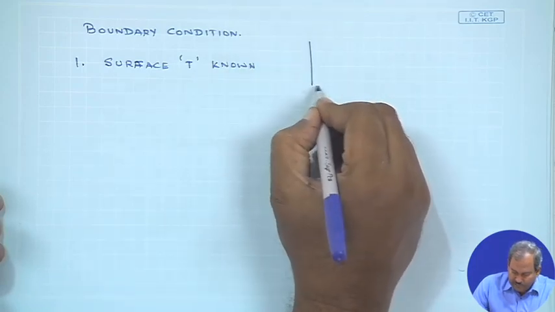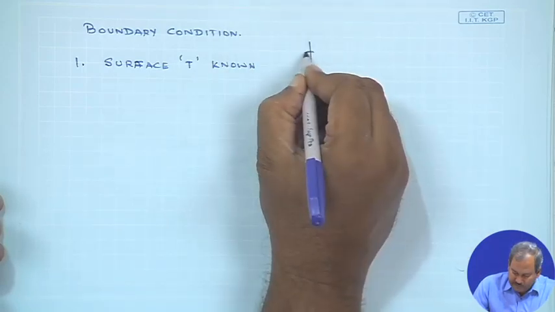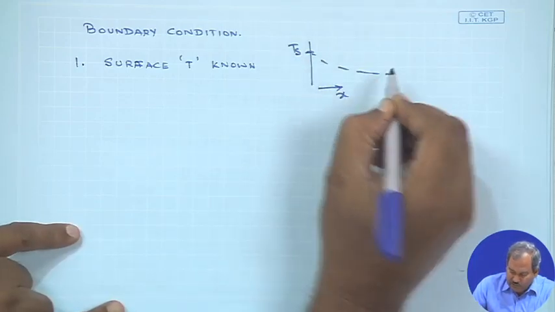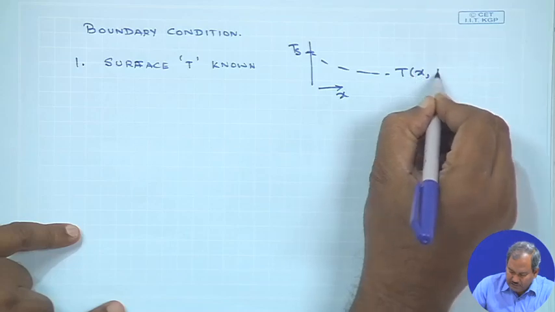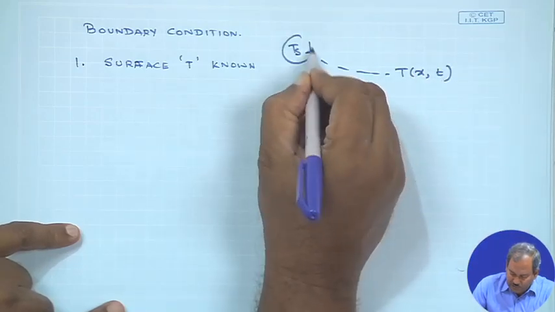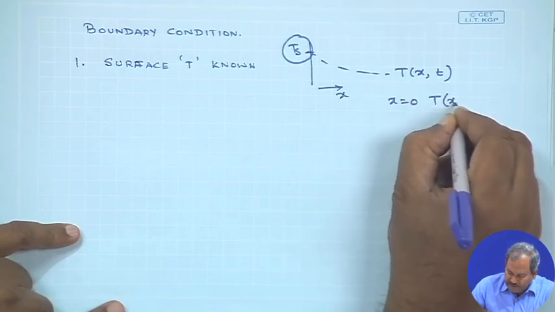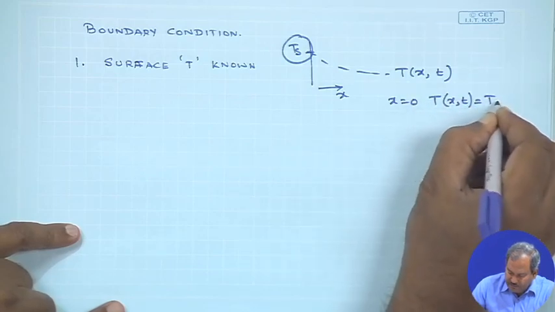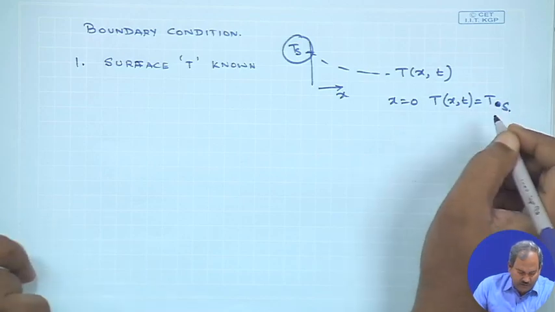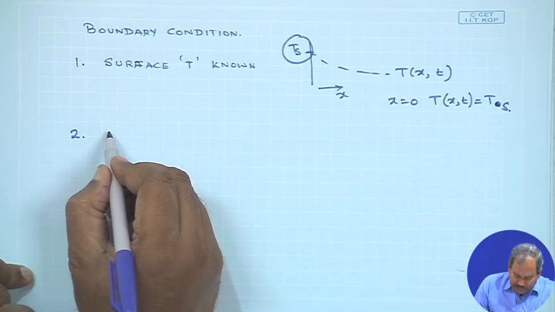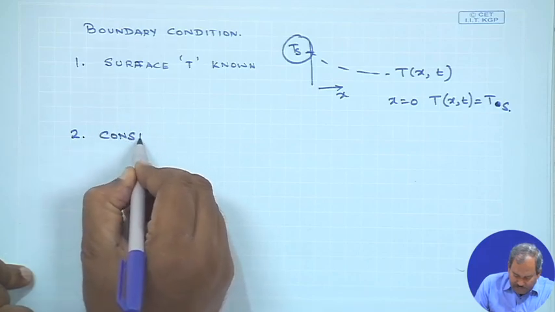So, let us say this is the x direction and this T surface is known, and over here the temperature may vary as a function of x and t, but we know that at x equal to 0, T(x, t) is simply equal to Ts, which is a constant. The second point can be a constant surface heat flux.